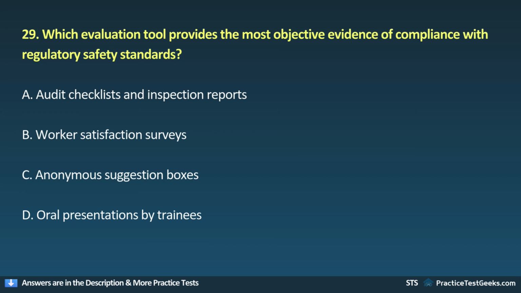29. Which evaluation tool provides the most objective evidence of compliance with regulatory safety standards? A. Audit checklists and inspection reports. B. Worker satisfaction surveys. C. Anonymous suggestion boxes. D. Oral presentations by trainees.